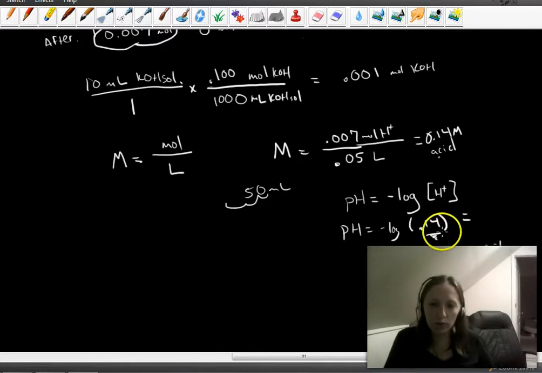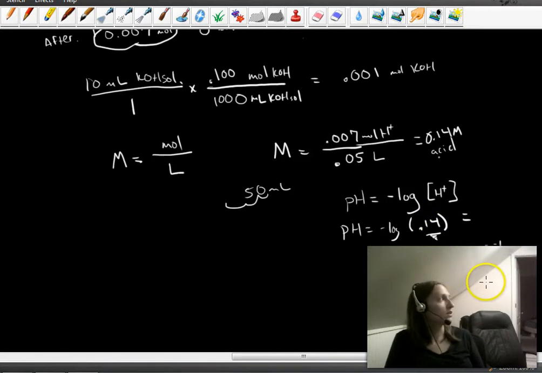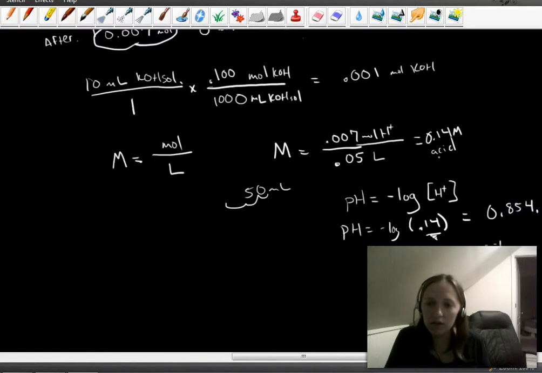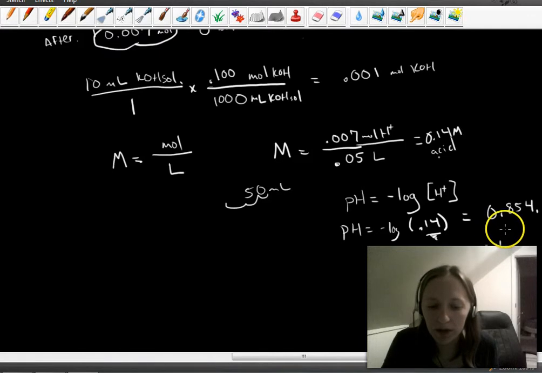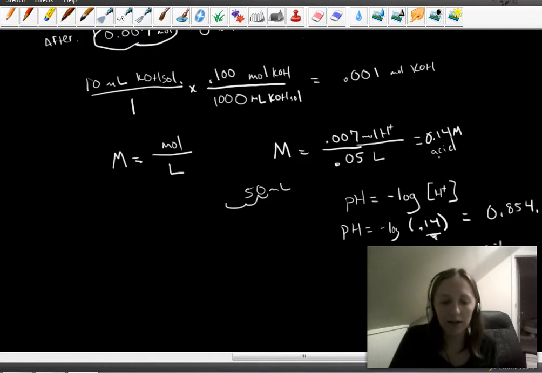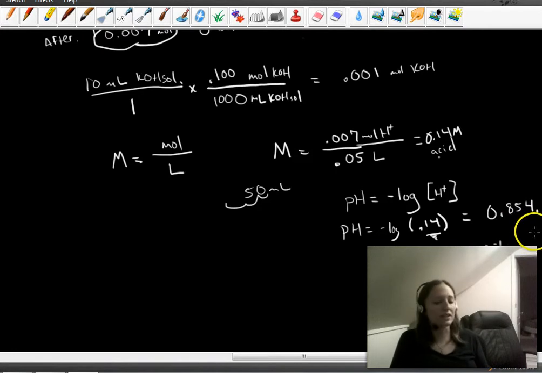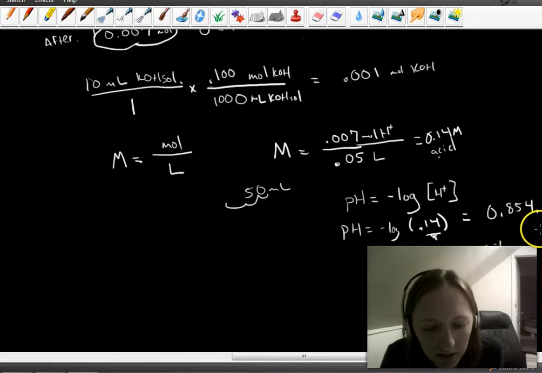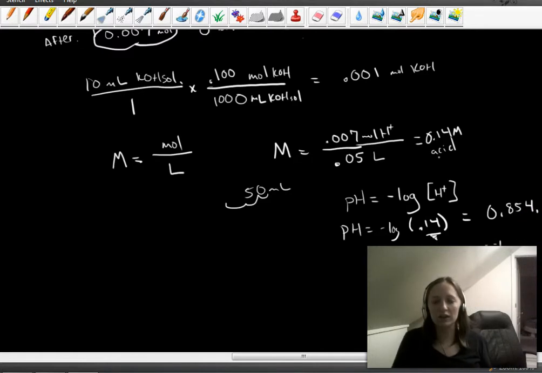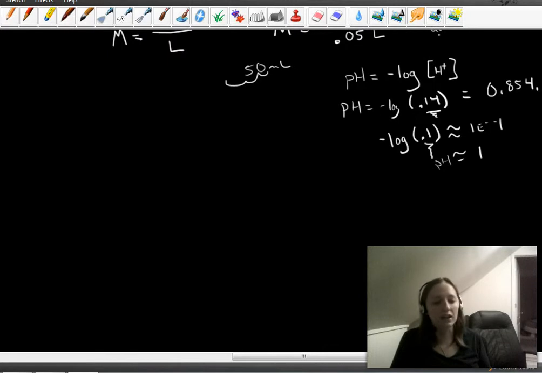That is more H pluses, so it's going to be more acidic than this, right? So it's not going to be 1.1, it's going to be more like 0.9. You stick this in your calculator and you get 0.854, and that's B. Now, you have all of the skills necessary to do part C. You also have all of the skills necessary to do part D, but it gets a little bit interesting, so I will come back and do part D.